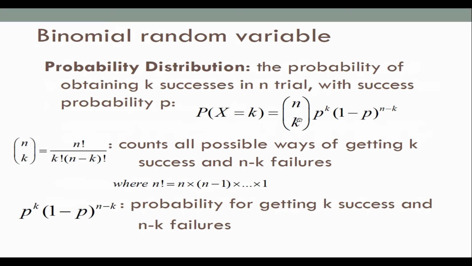This actually counts all possible ways of getting K successes and N minus K failures from N independent trials. So if you do N trials, there are N choose K ways to get K successes and N minus K failures. The second part is P to the power of K multiplied by 1 minus P to the power of N minus K. This calculates the probability of getting K successes and N minus K failures. So there are that many ways, and you multiply this number of ways by this probability. This is the total probability of getting K successes in N trials with success probability P. Is that okay? So this is the probability density for a binomial random variable.